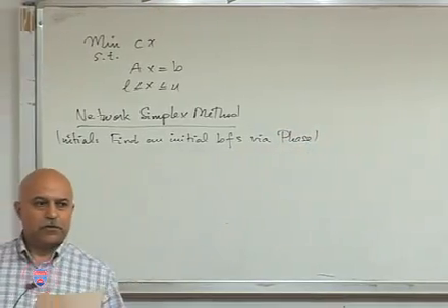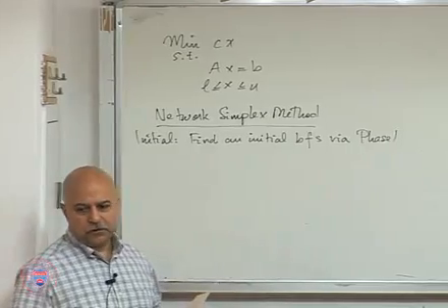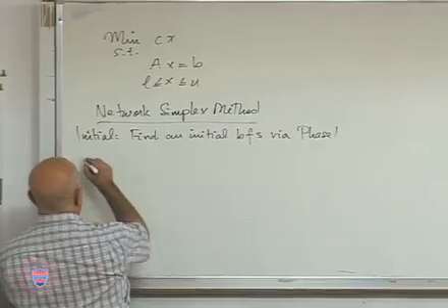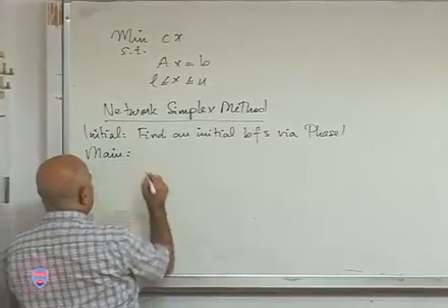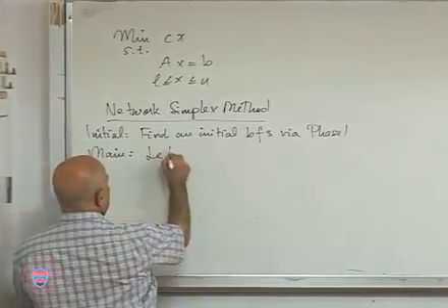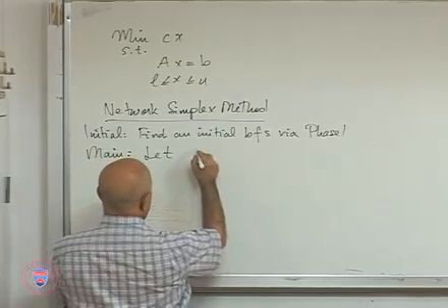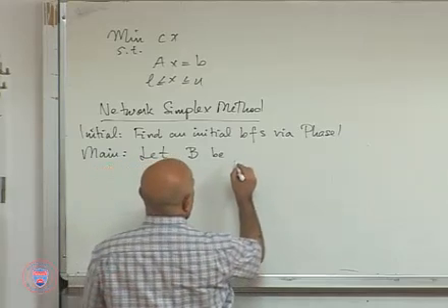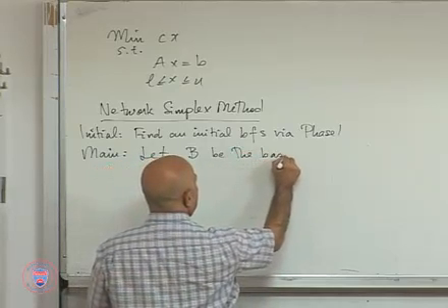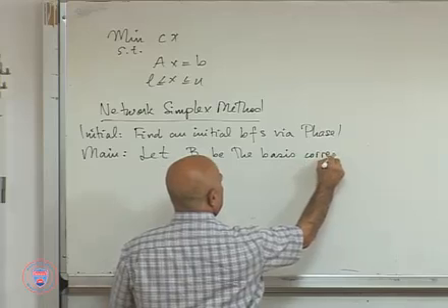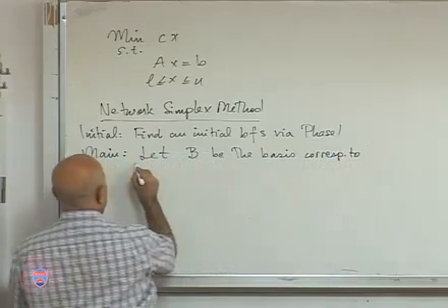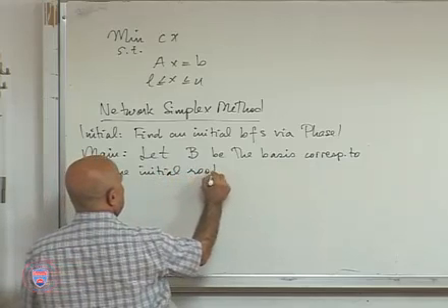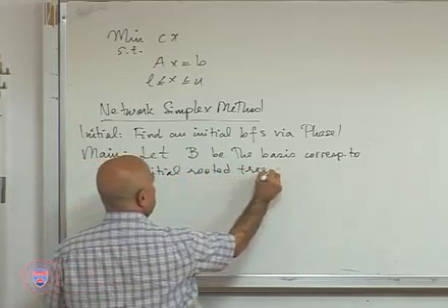Find an initial basic feasible solution via phase 1. To do that, of course, you need to know how to form phase 1 problem. We'll go into that later. The main step of the algorithm consists of the following. Let B be the basis corresponding to the initial rooted tree.